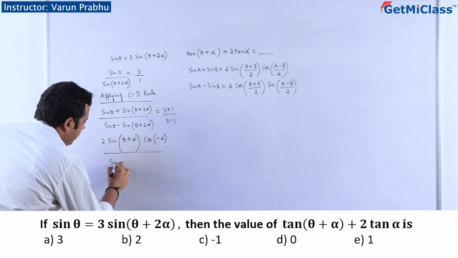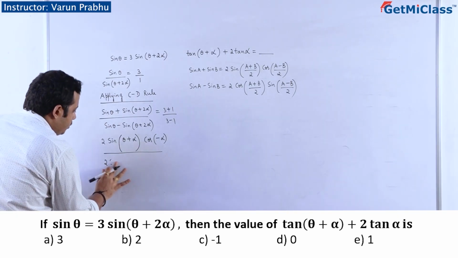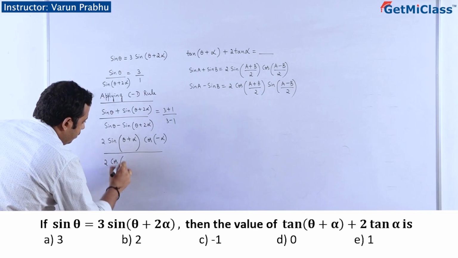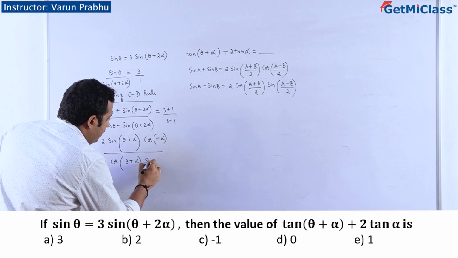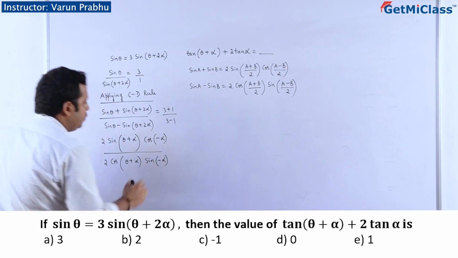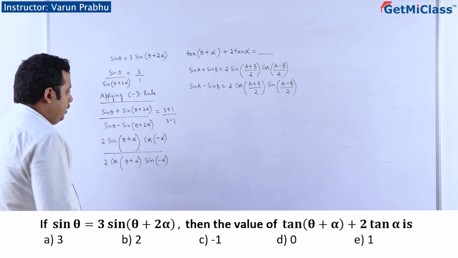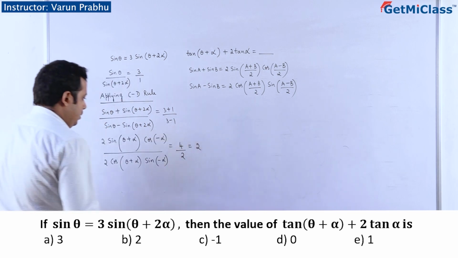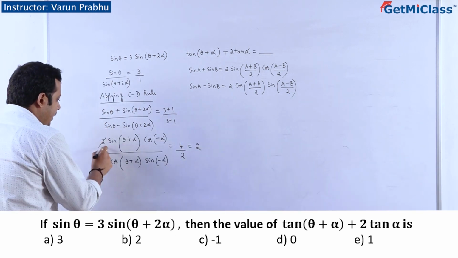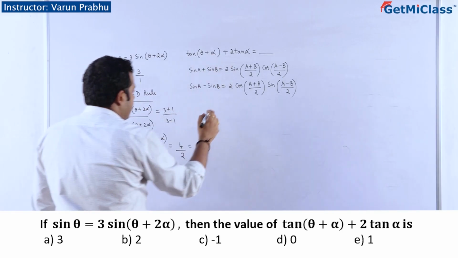So here, this is nothing but 2 cos of A plus B divided by 2, which is nothing but theta plus alpha, into sine of A minus B divided by 2. So this is nothing but A minus B divided by 2, sine of minus alpha, that is equal to 4 divided by 2, that is equal to 2. Correct or not? Here 2 and 2 will get cancelled. Sine by cos will be equal to what is it?